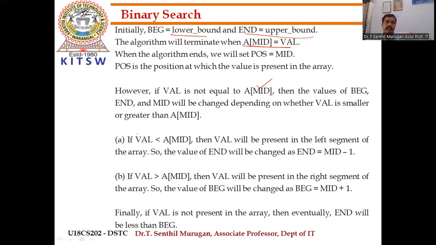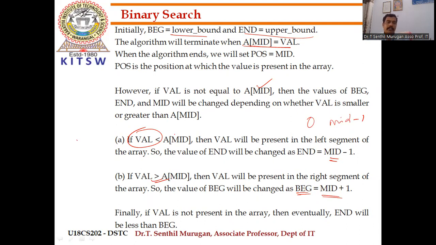Okay. So how will they check? If the value is less than the middle value, again they will change to the left segment of that number. That means mid minus 1. So 0 to mid minus 1 is there, no? That position it will take. Or if it is greater than that value, the right side it will take. That is mid plus 1. That is, the beginning value will change to mid plus 1.